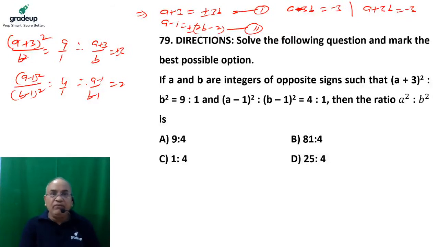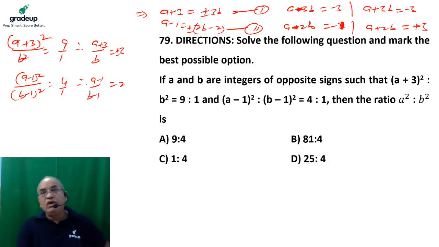Now, the second equation: if I take the entire value as positive, then the equation would become a minus 2b, which is nothing but negative 2, and that is nothing but negative 1, so that is equal to minus 3. And if we take this entire value as negative, this will become a plus 2b, that is equal to plus 3. So we can form equations from here.